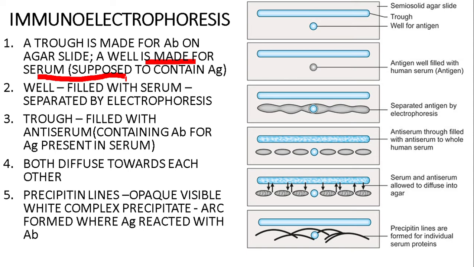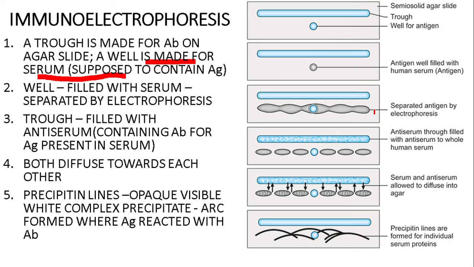If our blood is infected by a pathogen, naturally it will contain the antigen. That means the pathogenic particles. So they are being added. Well filled with the serum, and now we conduct electric current through it. What happens? Earlier we added the serum to the well, and the components of the serum are separated by electrophoresis. Different types of antigens, if present, are separated by means of electrophoresis.